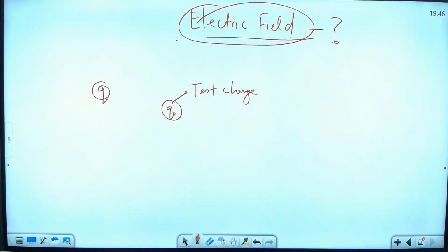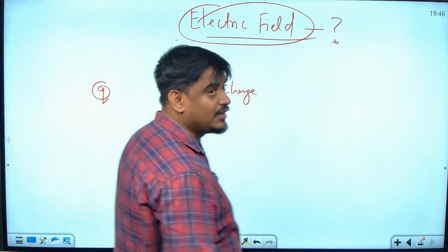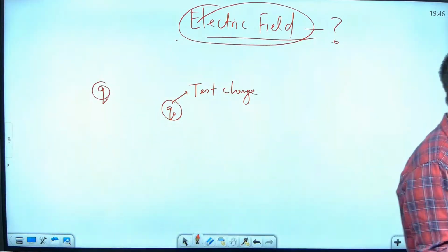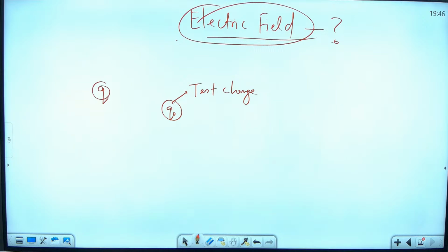Please pay attention. I will give time for writing. Anshul, please pay attention. Writing is secondary. Listen, understand the concept. Okay? I will repeat it.